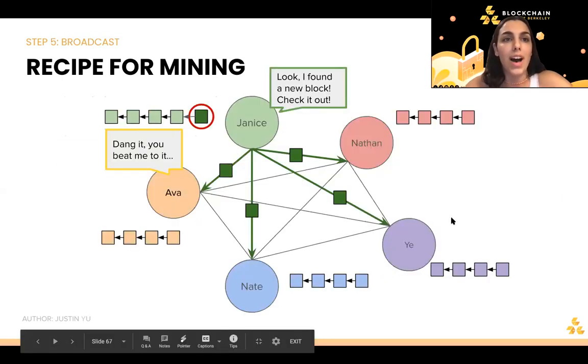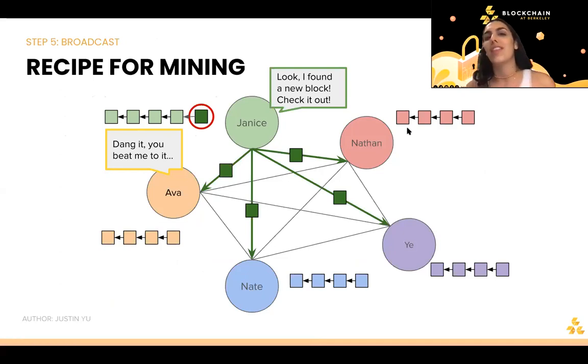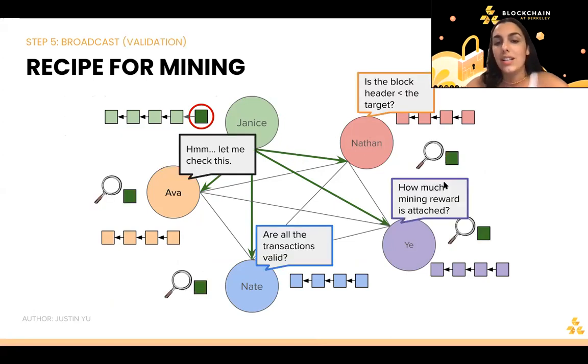So once you find that nonce, that's step four. You can move on to step five, which is broadcasting it to the network. So let's say Janice was the lucky one to find that nonce. She'll tell me and Nathan, she'll say, look at this new block I found. She'll tell Nate and Yi, and I was working on it. But I'll see Janice's block and be like, dang it, you beat me to it. But we'll all check it out. Nate's gonna check if the transactions are valid. Nathan's gonna see if the block header is less than the target. Yi's gonna see how much mining reward is attached. And so we're all gonna make sure that this was created with integrity, and Janice didn't mess with the block at all.